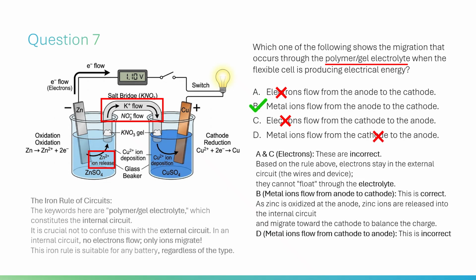D. Metal ions flow from cathode to anode, this is incorrect. Because it describes the opposite of the natural ionic migration required during discharge.